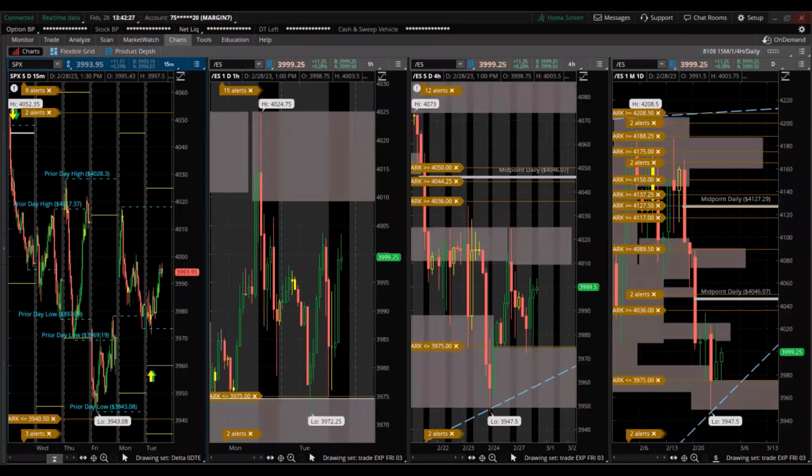Tuesday, February 28th, 1:42 p.m. New York time. Good afternoon. It's a recap of my day trades I took this morning on the S&P 500. I did them with the SPX options as well as I scalped the ES. So first we'll look at the strategy and the trade I did with the option.